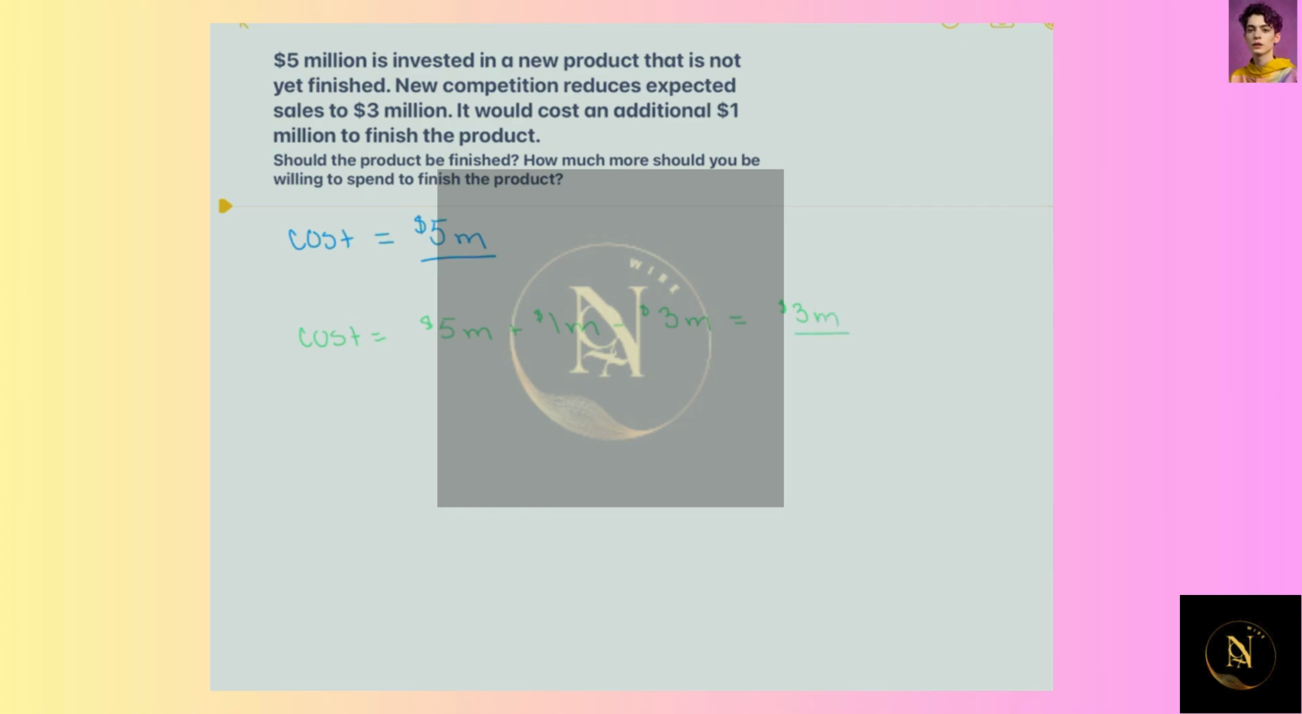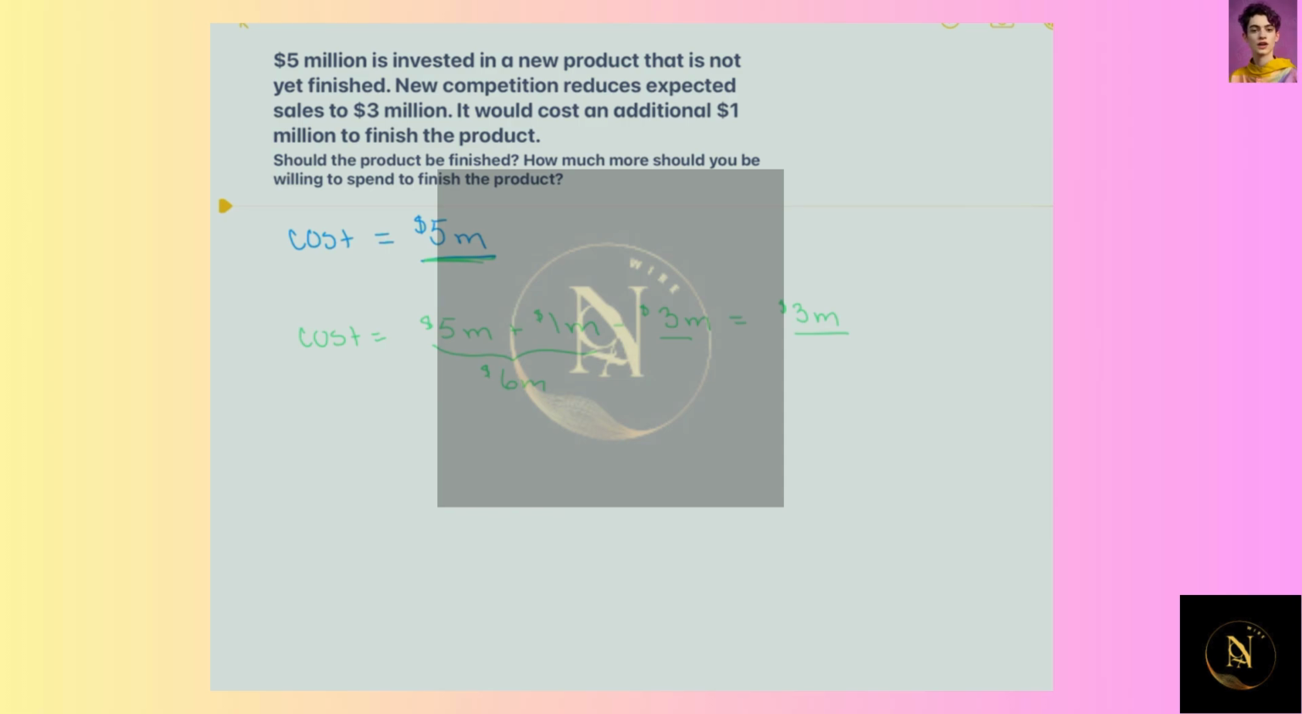So what we're looking at here is that even though if we choose to finish the product, we would have to put in more money, an additional $1 million than we would have had we chosen not to finish the product, by finishing it, we get to deduct from that this $3 million. So at the end of the day, choosing to finish it would allow us to lose less money than if we had not finished it.